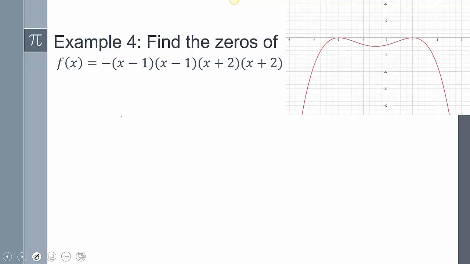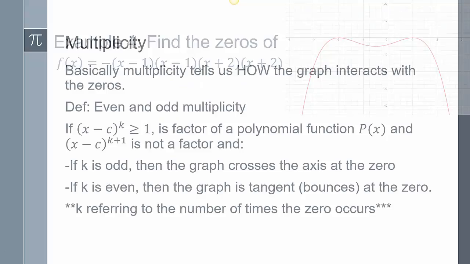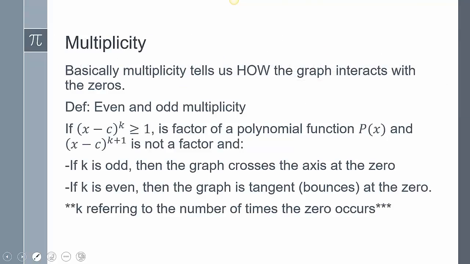On our next example, once again, I would have to say x minus 1 equals 0, x minus 1 equals 0, x plus 2 equals 0, x plus 2 equals 0, and solving for these, you're going to get x equals 1 and -2. Take a look at the graph: it hits that point at -2 and hits it again at +1. So this is where having those repeats is going to come into play, and this is where we go to multiplicity. Basically, multiplicity tells us how the graph interacts with the zeros.